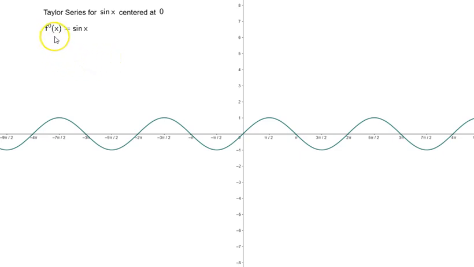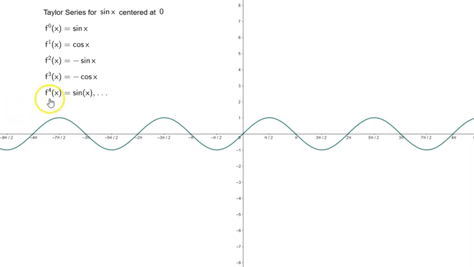So, 0th derivative of a function is the function itself. So, f naught x is equal to sin x. The derivative of sin x is cos x. The second derivative of sin x, or the derivative of cos x, is minus sin x. Third derivative of sin x is minus cos x. Or we can say the derivative of the second derivative of f is minus cos x.